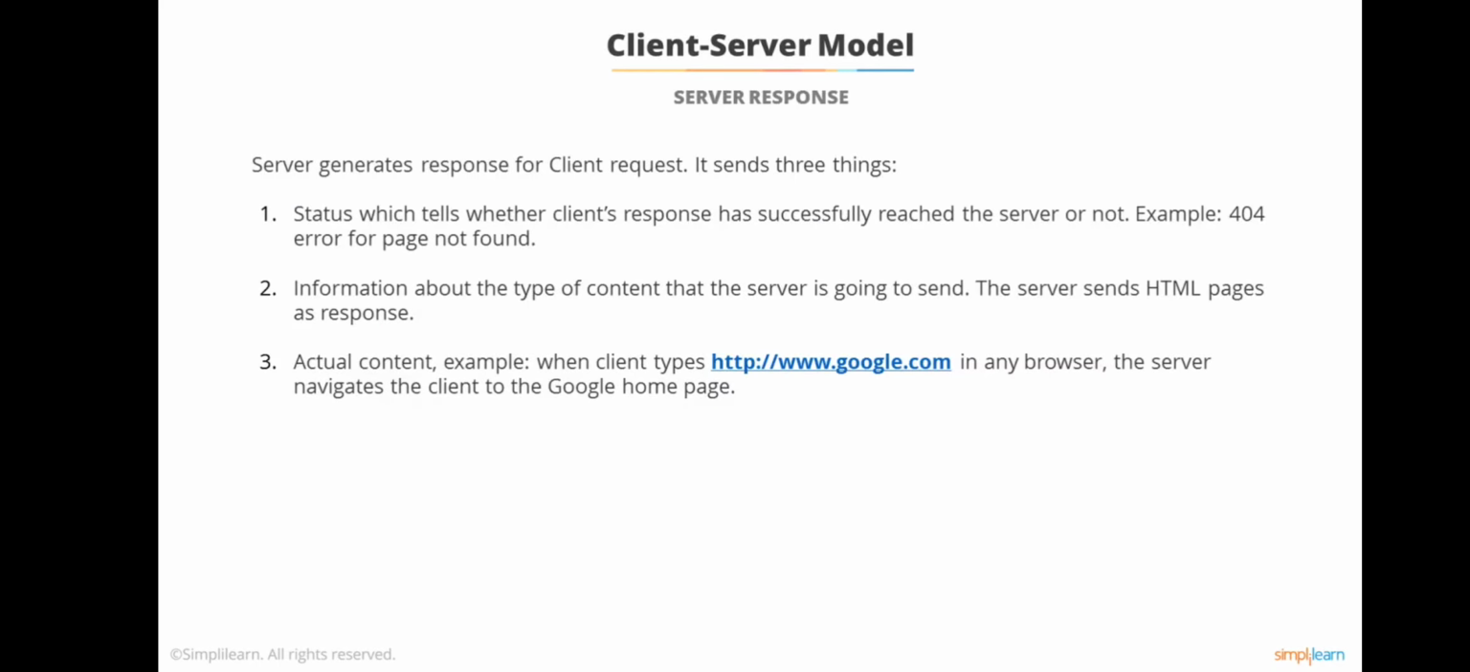The server generates a response for client requests. It sends three things: the status code, which tells whether the client's request has successfully reached the server or not. Example, a 404 response would indicate the page is not found. Information about the type of content the server is going to send, which is the metadata, so that the client browser can prepare itself to display videos, flash files, audio content, etc. And the actual content. For example, if I put google.com in any browser, the server will go and navigate to that particular HTML content which is hosted at this particular URL.